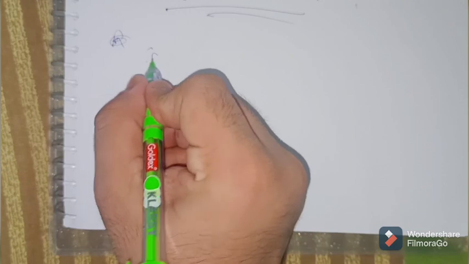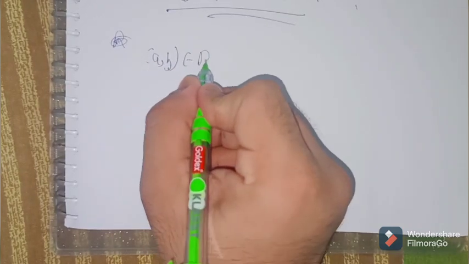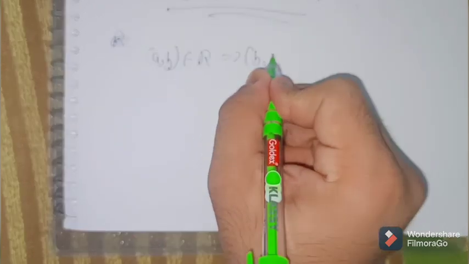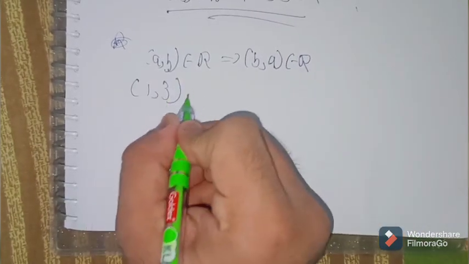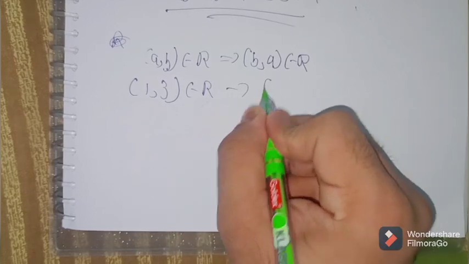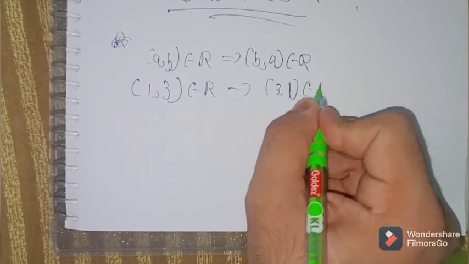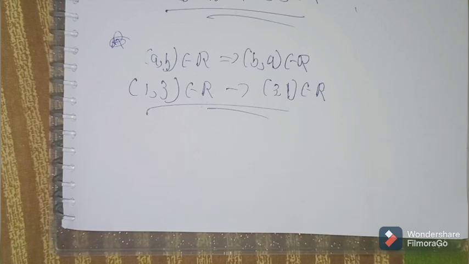This relation also satisfies the symmetric condition, because for a symmetric relation, if (A, B) belongs to R, then (B, A) must belong to R. So here (1, 3) belongs to R, and (3, 1) also belongs to R. So this relation is symmetric.